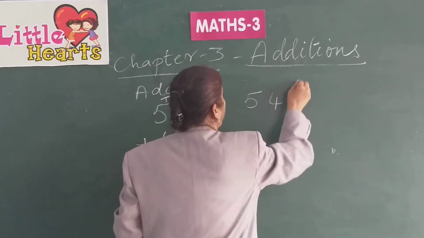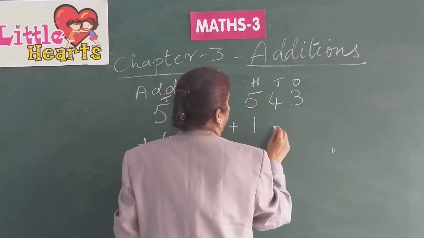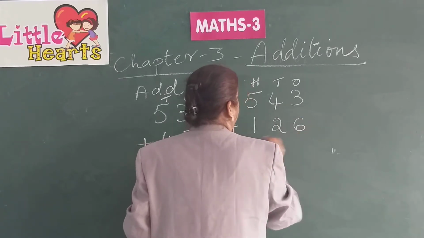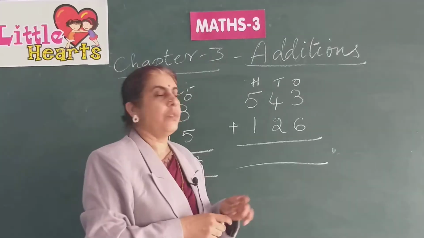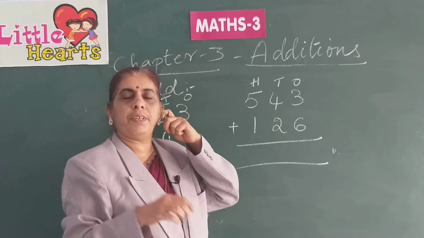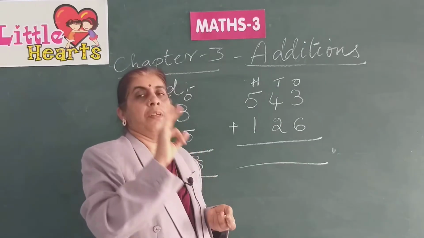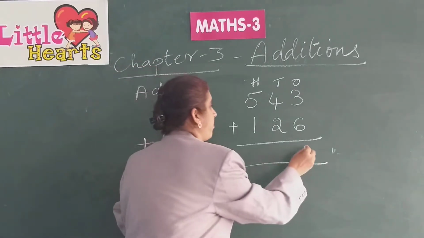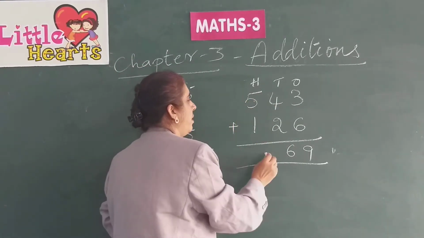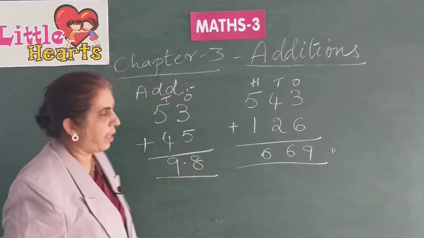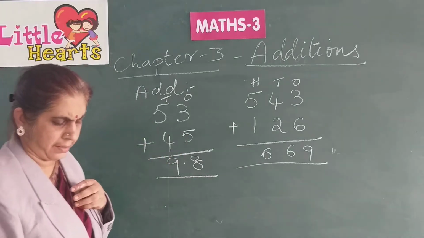In the same way, in 3 digit numbers, ones, tens, hundreds. Three plus 6. When we add two numbers, even though the order is changed, there is no change in the result. So add 3 to 6: 7, 8, 9. 4 plus 2, 6. And 5 plus 1, 6. In this way, you can add 3 digit numbers or 2 digit numbers without carrying.